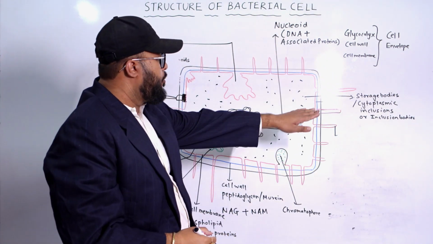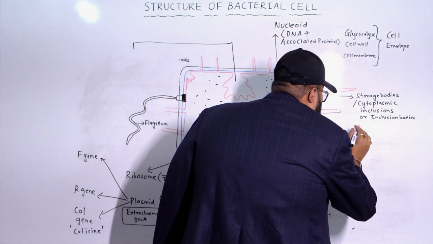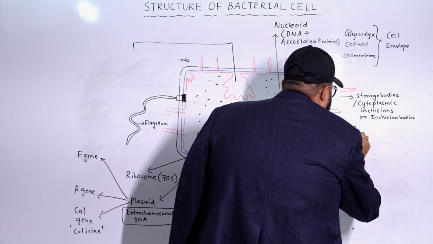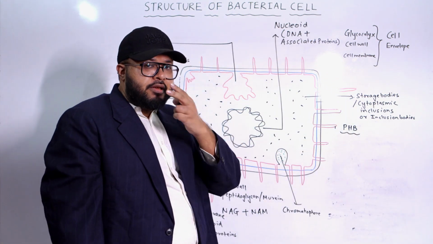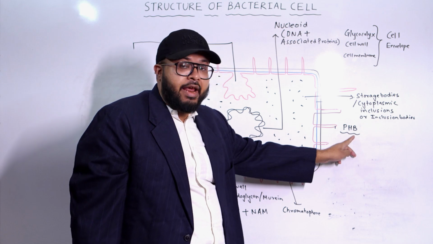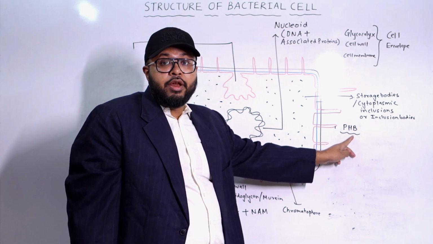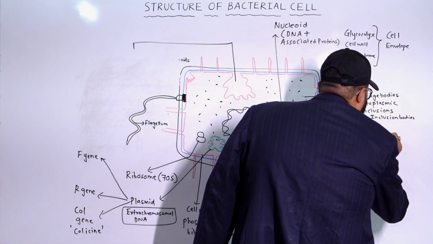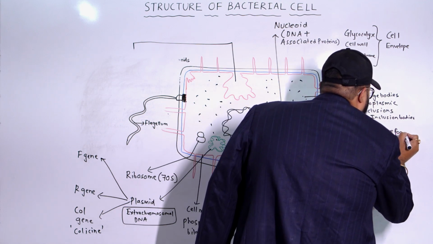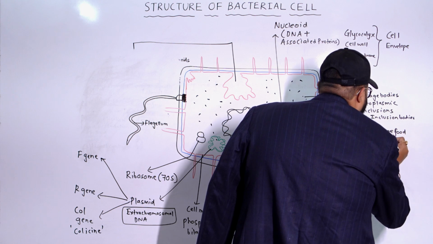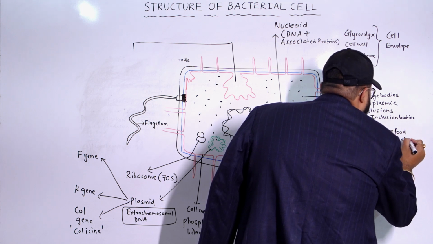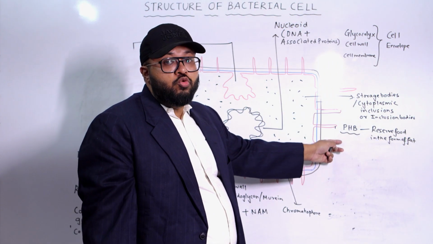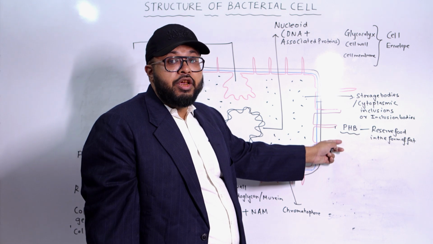Now these storage bodies can be of three types. PHB. PHB is polyhydroxybutyrate. They store reserve food in the form of fat. Nowadays, PHB is utilized for the production of biodegradable plastics.